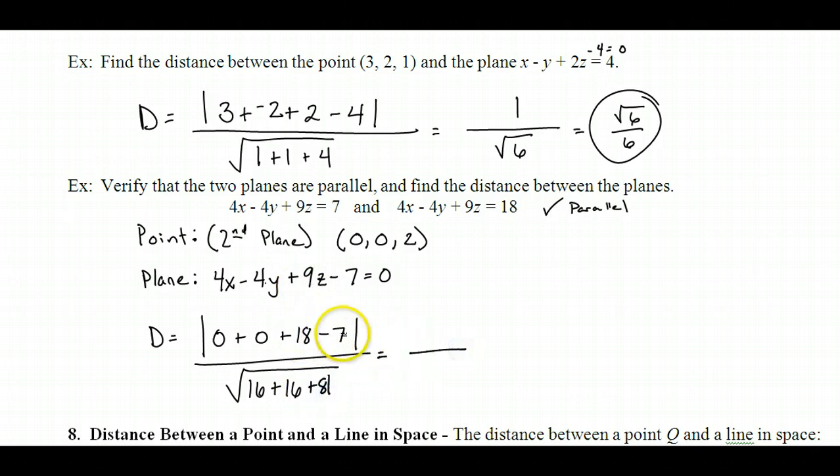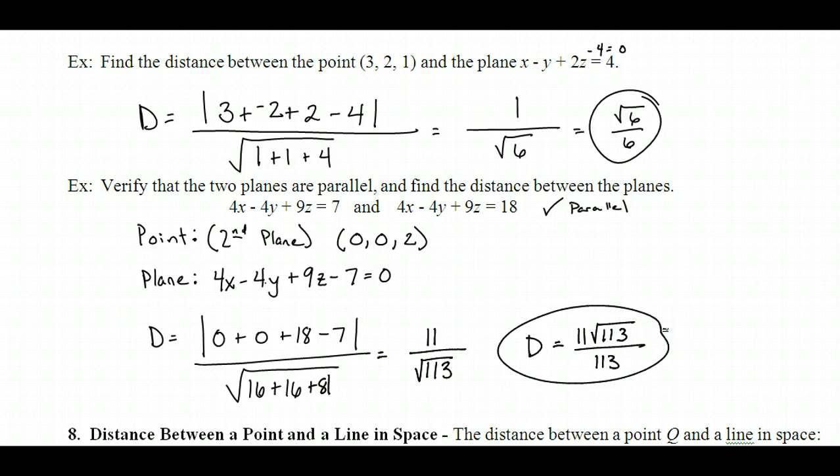and 18 minus 7 is 11. I don't need absolute value, but that works. 81 plus 16 is 97, plus 16 more would give me 113. So square root of 113. Therefore, this distance is 11 square root of 113 divided by 113.